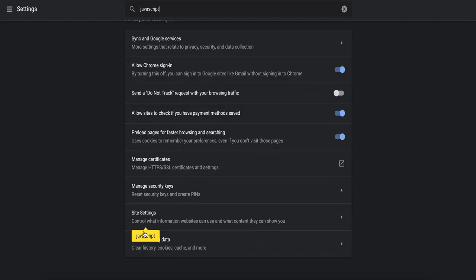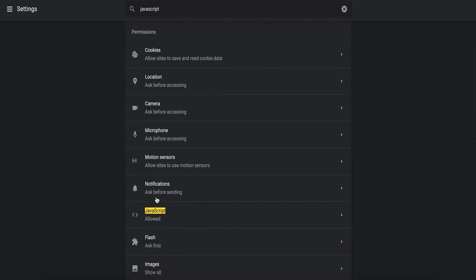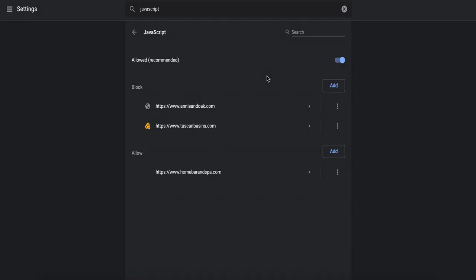And then see where it says site settings, JavaScript allowed. And then if that website's not letting you, like for instance this one, Tuscan Basins, was not letting me, and so is Andy and Oak, you can add that website here, and you'll block JavaScript from loading on the website, and then just reload the website, and it'll let you copy and paste stuff.